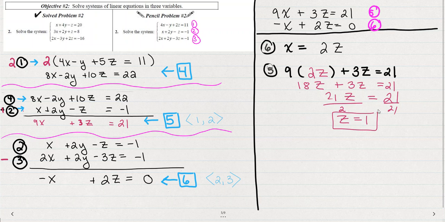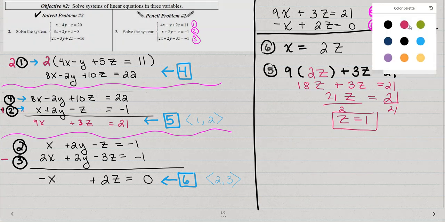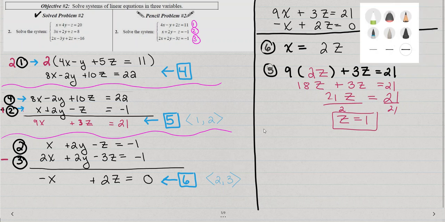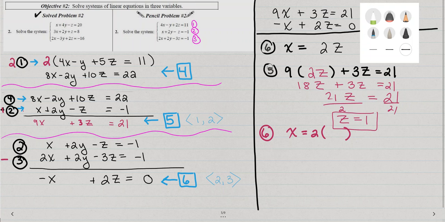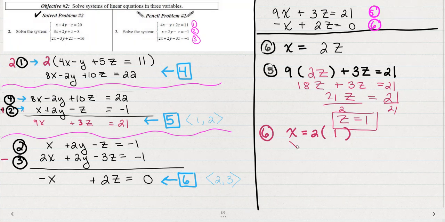We have z equals 1. We're going to now use back substitution to find x and y. Look at equation 6. Do you see that equation 6 is going to be an easy equation to use to solve for x? Because if we have x equals 2z, then all I have to do is put in a 1 for z, and I'd have x equals 2 times 1, or x equals 2. So now we have z is 1, x is 2. We just need to solve for y.